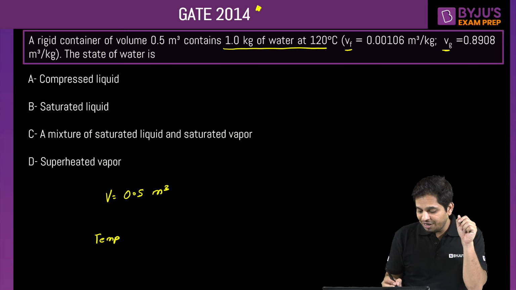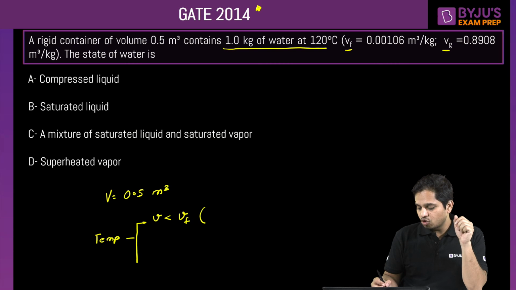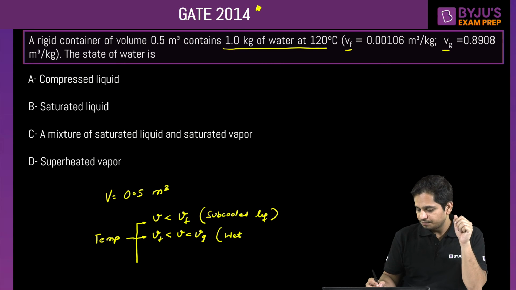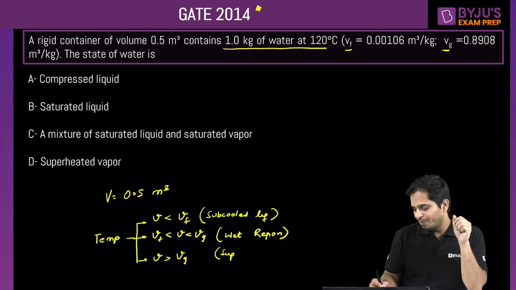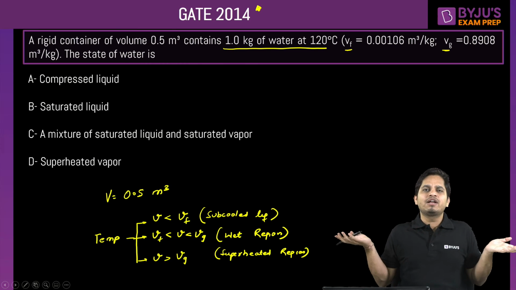Now what do I know? At a given temperature, if volume is less than Vf, then it is called subcooled liquid. When V lies between Vf and Vg, it is saturated or in the wet region. And when specific volume is greater than Vg, it is the superheated region. These are my conclusions.